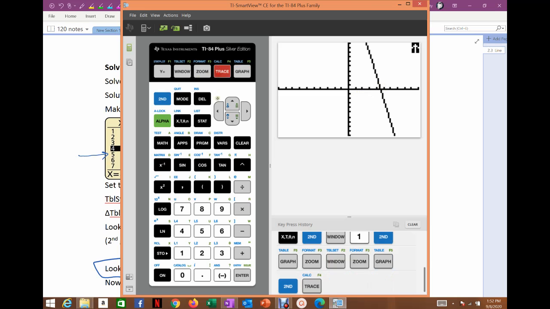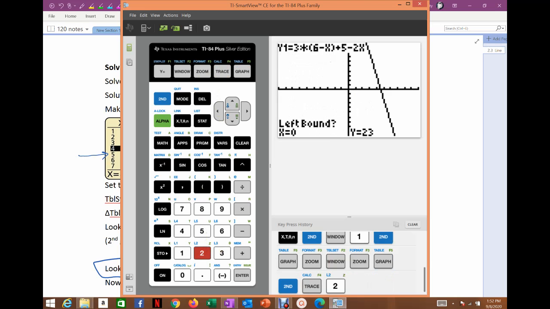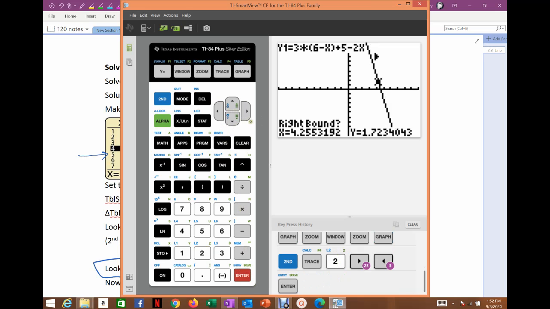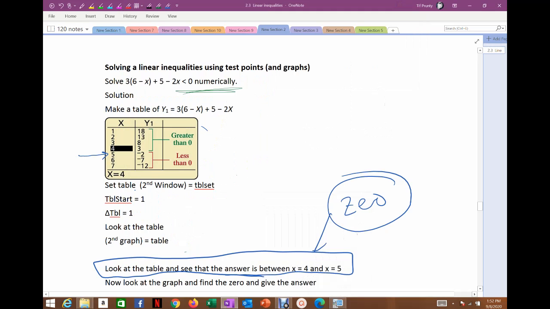So remember, we do that second trace, hit 2, which is my 0, and then first, so to the left of it, then go to the right, make sure I'm to the left. Right, enter, then go to the right, enter, and then guess, enter. Alright, looks like it's at 4.6. So my 0 is at 4.6.